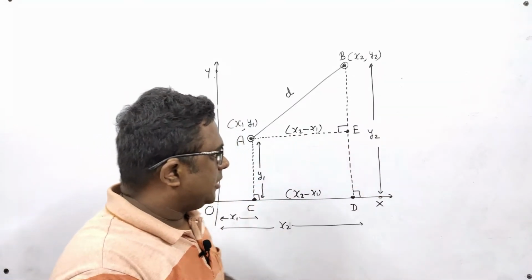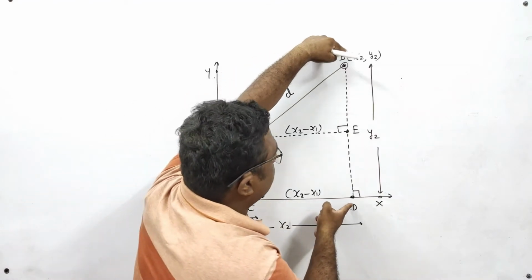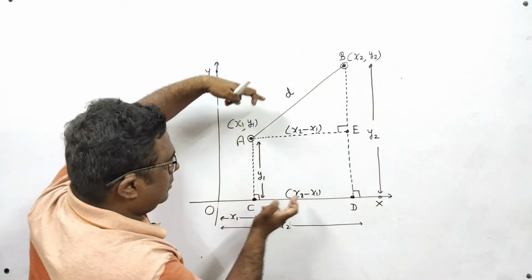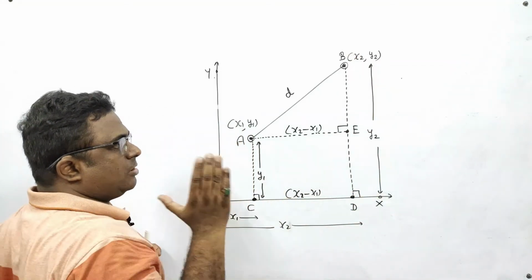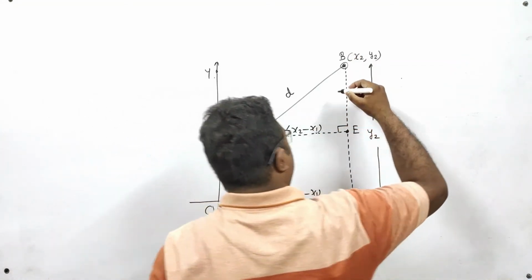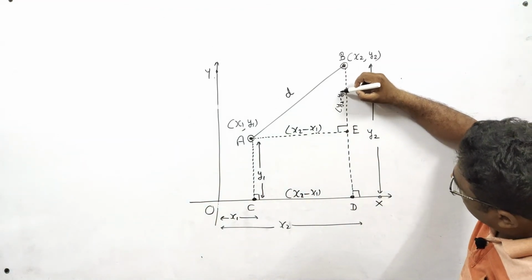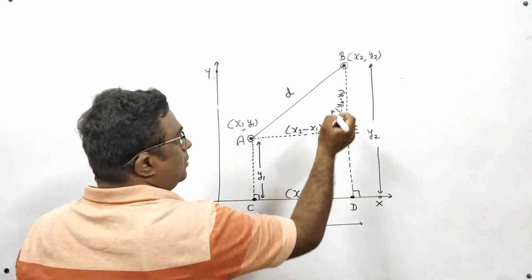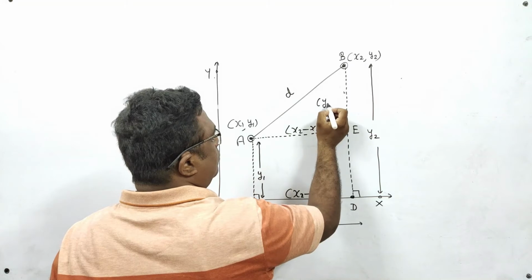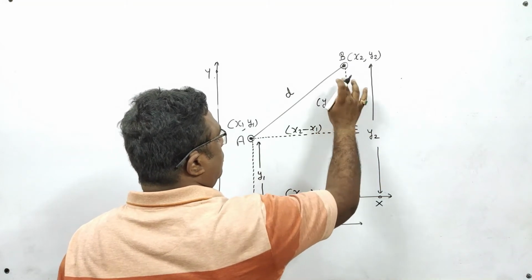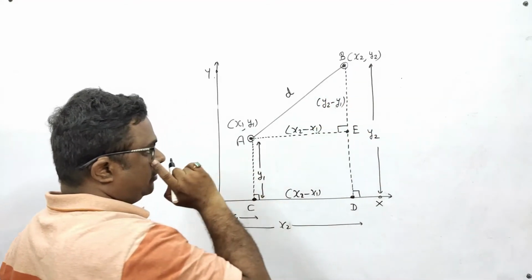Now let us come to this side. This height is y1 and this total height is y2. So from y2 subtract y1. What is left? y2 minus y1, and that will be the value of this much part, y2 minus y1. It means from B to E the distance is y2 minus y1. Finally, it is x2 minus x1 and it is y2 minus y1.